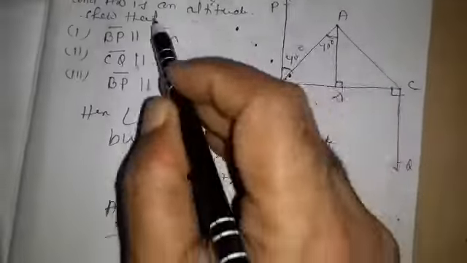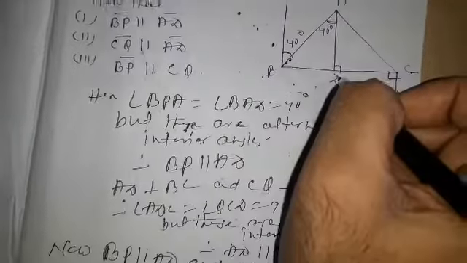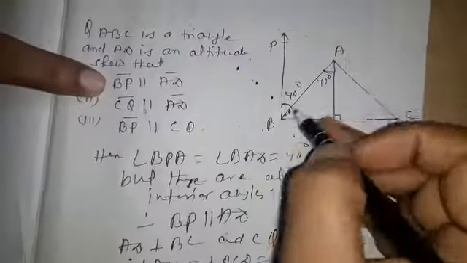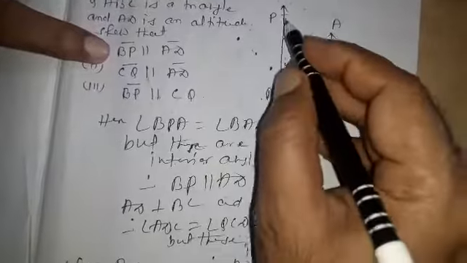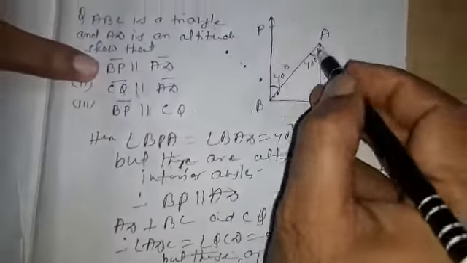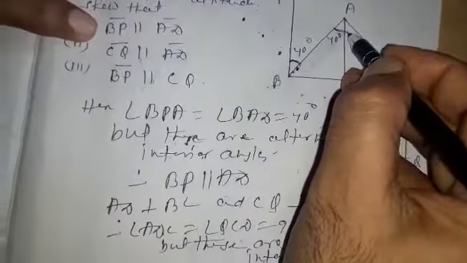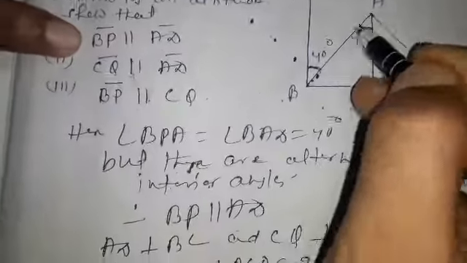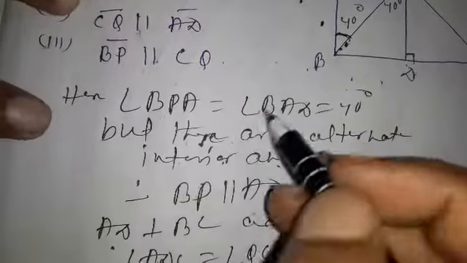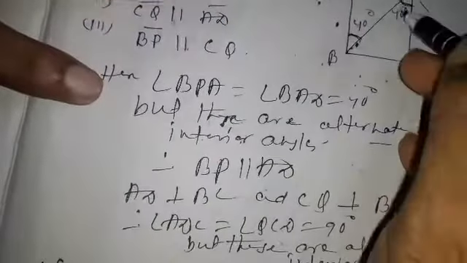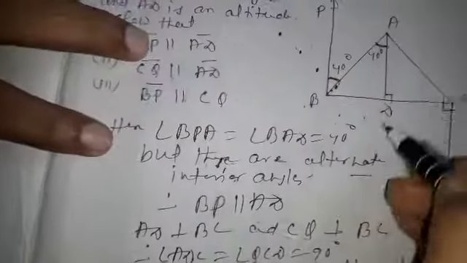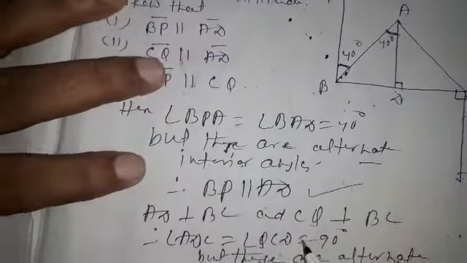Next question: in triangle ABC, AD is an altitude, show that BP is parallel to AD. Here angle PBA is given as 40 degrees and angle BAD is also given as 40 degrees. These are alternate interior angles, so angle BPA is equal to angle BAD. It means BP is parallel to AD.